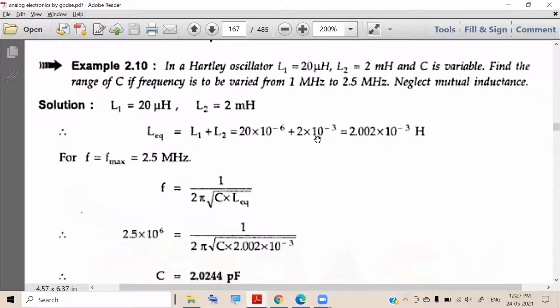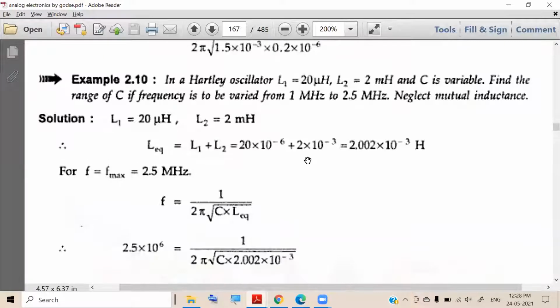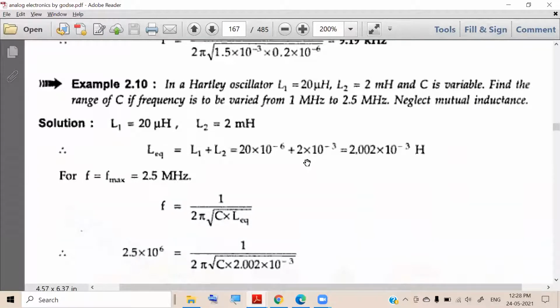Easy substitution. Already I told you how to simplify this. Square on both sides, cross multiply C here, this value here. That's it. So are you getting C as 2.008 picofarad? Yes or no? 2.006 picofarad. Anybody got? Yes, one of you please answer. What is the C value you got after simplifying? Fast, please.